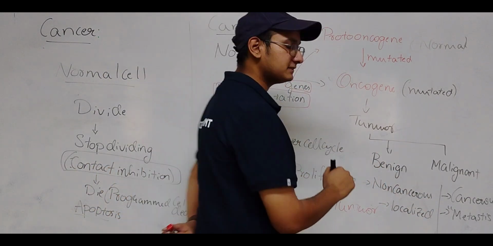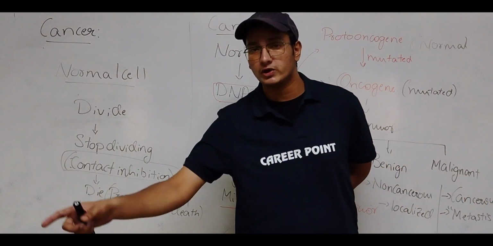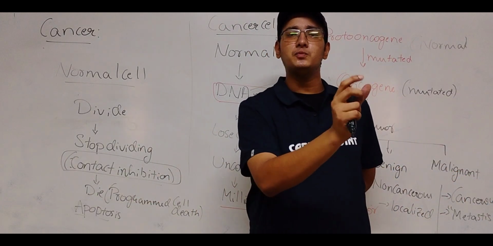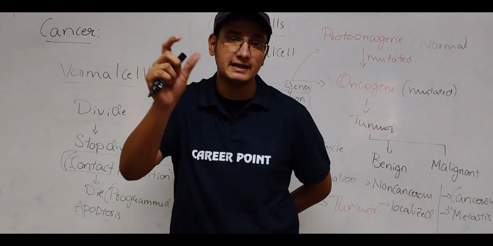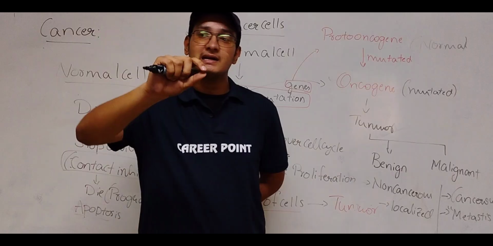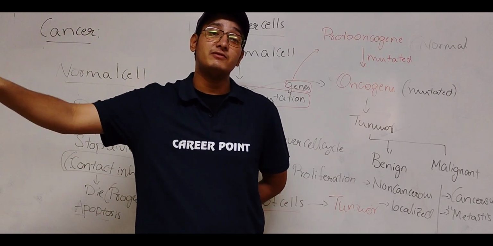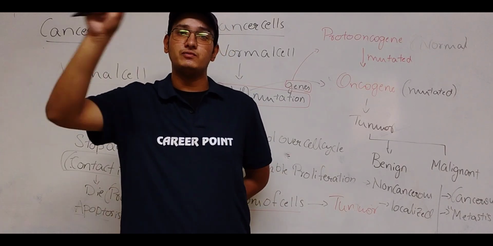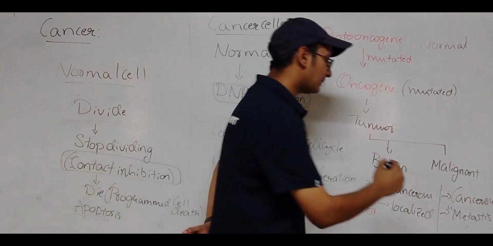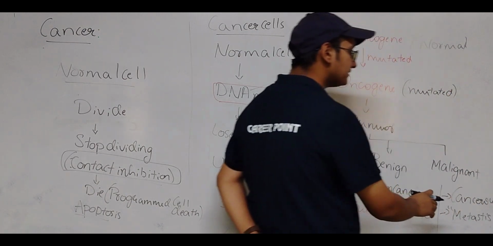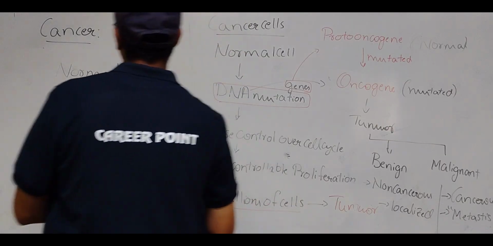So what happens here is they travel from the primary location to another location. Now let's take an example. There is a tumor in lung cancer. So that tumor gets into the blood and travels to liver. And there in liver it forms another tumor. So it travels from primary site to another site. This is known as metastasis. So this is the main difference between benign and malignant tumor. Right? Now let's discuss the characteristics of cancer.